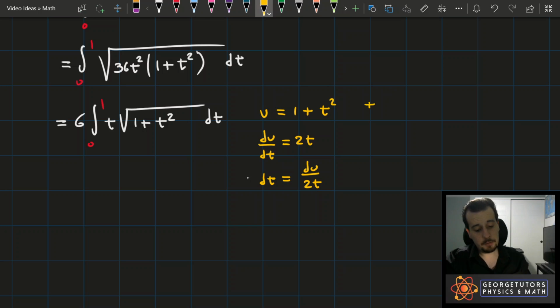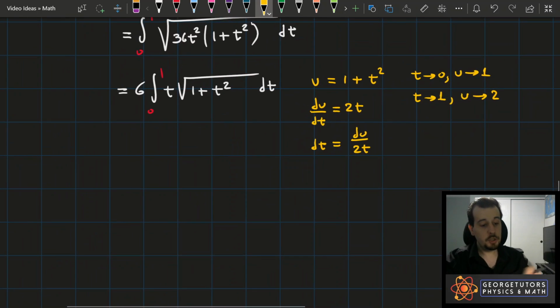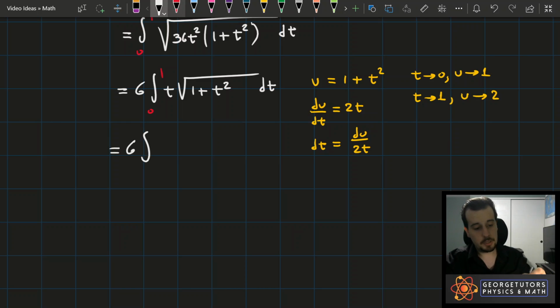So if we have t going to 0, we plug 0 here, u is going to be going to 1. And if we have t going to 1, and we plug that into the substitution, we're basically going to have u going to 2. So the new integral that we have in our hands that we're dealing with is 6 going from, as you can see here, 1 to 2 in the u world.